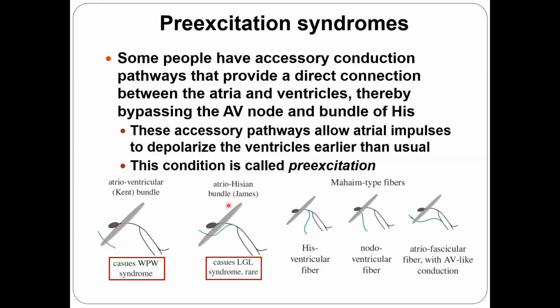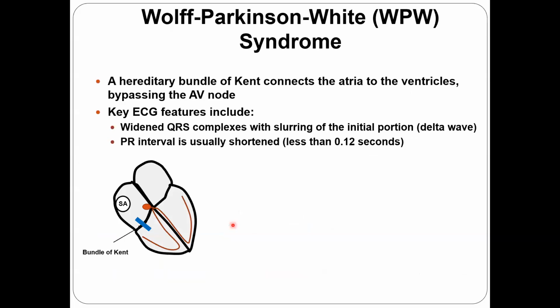And another one, the James fiber, goes from the atrial muscle directly to the bundle of His. This is a different one, and that gives you a different ECG sign.